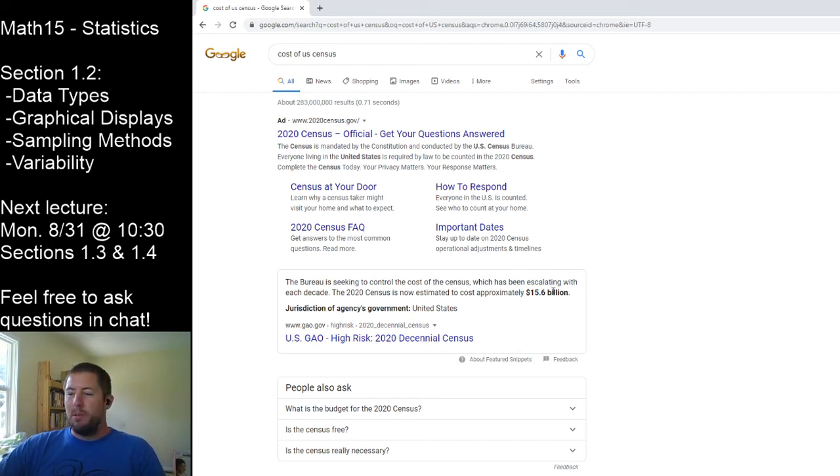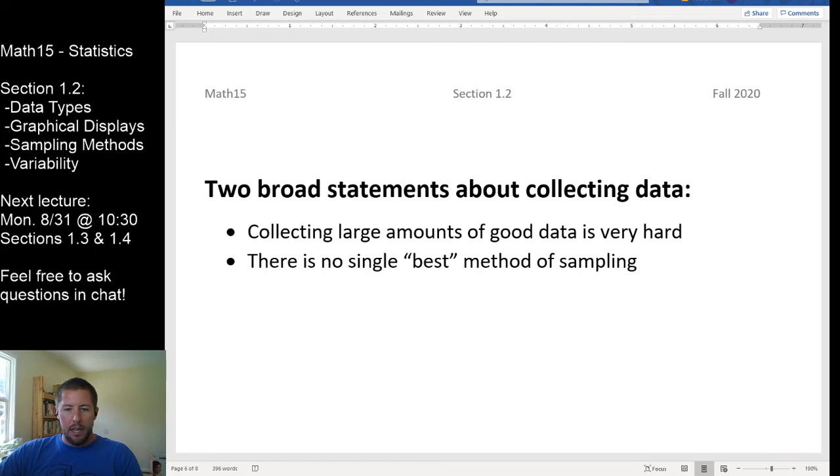In any event, it used to be very valuable to us as a country to know the people that were in here so that we can help them. And this cost right here, this price tag, is representative of how valuable this information is to us, right? So collecting valuable data is the big thing right there.